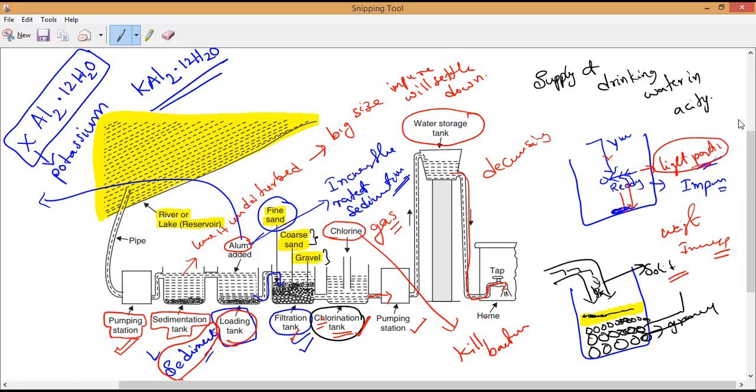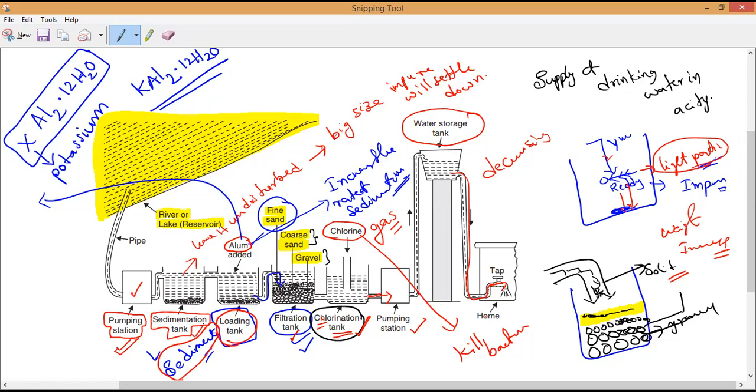Killing the disease causing organisms, called what? Bacteria and virus. By passing which gas? Chlorine gas. Chlorine gas.